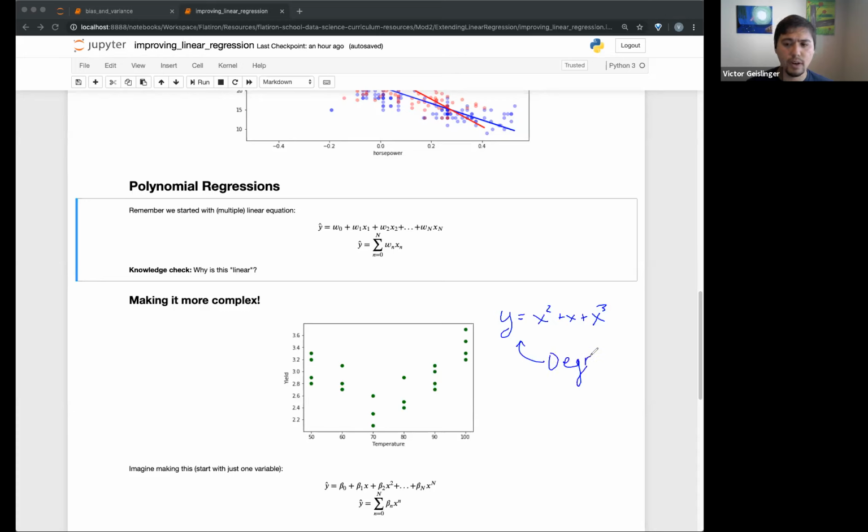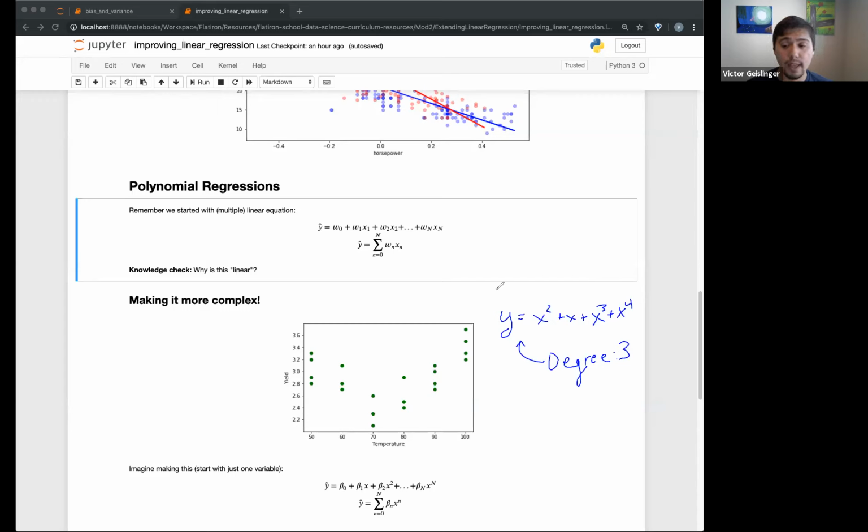Okay, yeah, so our degree is the highest power of the polynomial. So in this case, it's a degree of 3. Okay, if I had plus x^4 here, that would be a polynomial degree of 4.